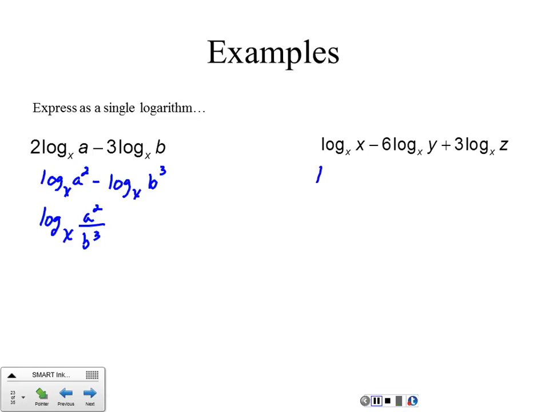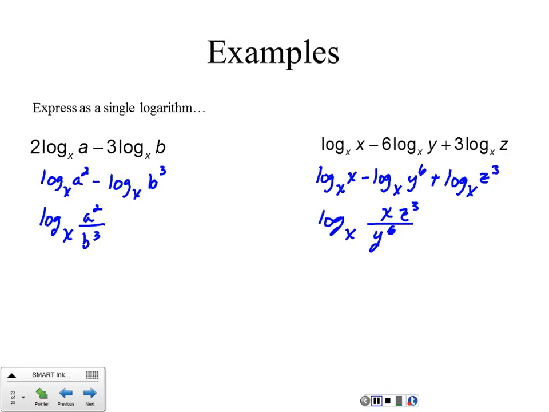Okay. So the next one we'll have log base x of x minus log base x of y to the 6th plus log base x of z cubed. Oh, that's a plus. So now we have log base x of x. Minus sign tells me that I am dividing y to the 6th. And then that z to the 3rd, where do you think it's going to go? Top or bottom? Yep.